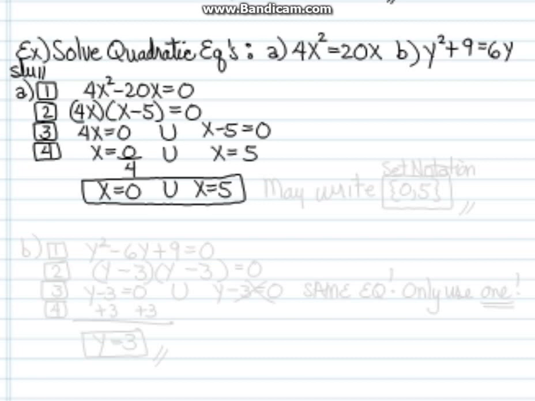Now, there's another way you can write this answer. You can write it in set notation, where you do the curly set brackets and you list the solutions for x in any order. It doesn't matter which one comes first. That's called set notation, curly set brackets around the 0, 5.